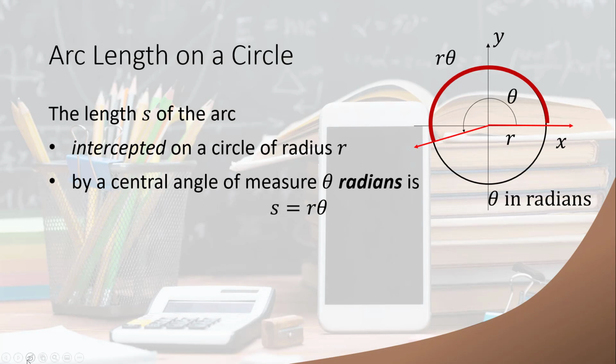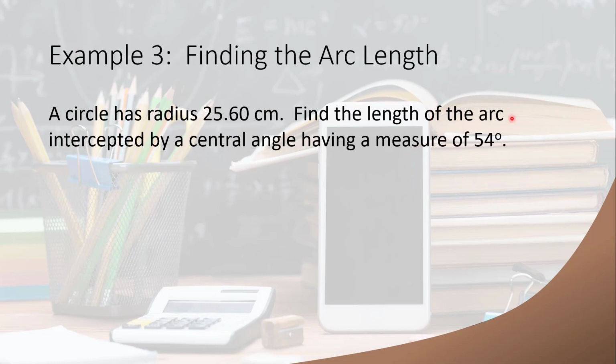And this brings us to our next topic, which is finding the arc length of a circle. So for the arc length of a circle, let's call that arc length S. And we will say that the length of the arc intersected by a circle of radius r by a central angle of measure theta in radians, what's that equal to? Well, it's equal to the radius of the circle times the angle in radians. So this value S right here is equal to r times theta. And we have some examples about that.